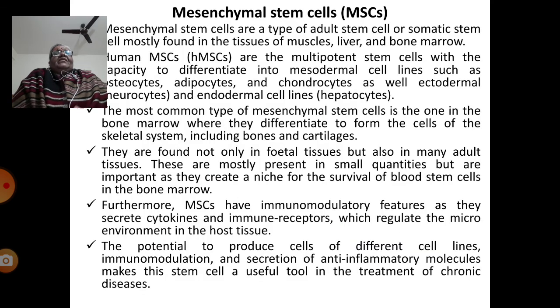Then these are adult stem cells or somatic stem cells, mostly found in tissues of muscles, liver and bone marrow. See, the most common type of stem cell is the one found in bone marrow, where they differentiate to form cells of the skeletal system including bones and the cartilage. And these are found in fetal tissues but also in many adult tissues. Mostly present in small quantities, right?